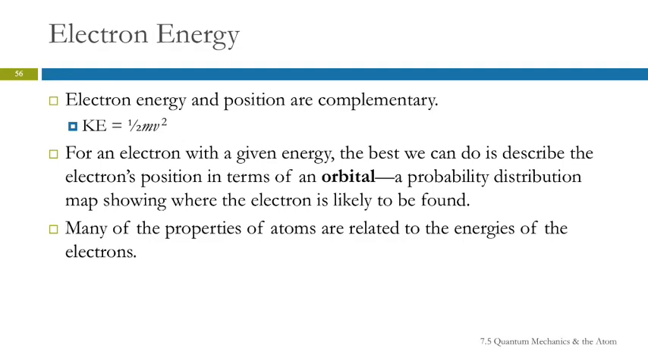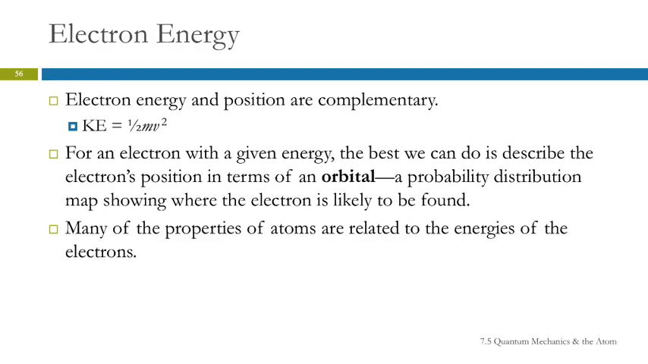So if an electron has a given energy, then the best we can do is describe the region in which it is most likely going to be found. We can't say it's exactly here. It is not in a nice, predictable orbit going around the nucleus like the Earth goes around the sun. That's not what electrons do.